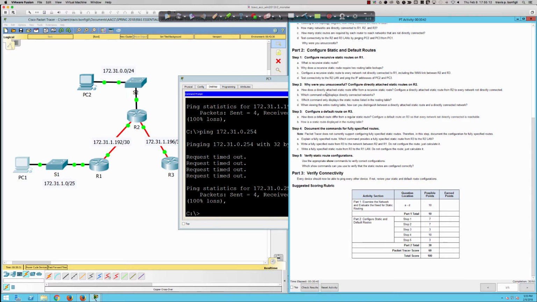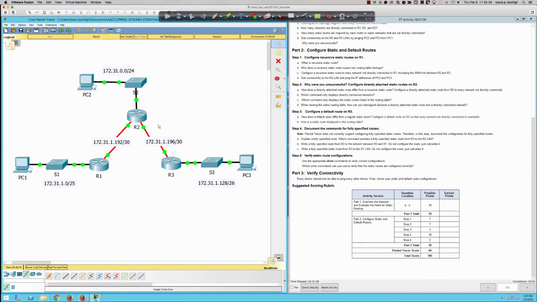How does a directly attached static route differ from a recursive static route? It differs in that the traffic will be sent out with a single lookup, right? Configure a directly attached static route from R2 to every network not directly connected. So on router 2 we're going to do 2 directly connected static routes, one for the network on PC1's LAN and one for the LAN behind router 3.